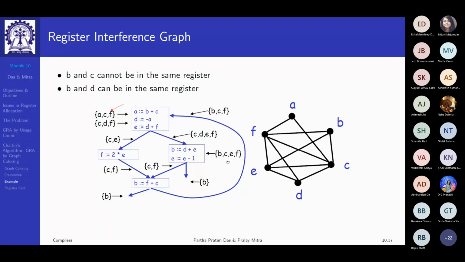We have 4 variables occurring together here, so we'll have a 4-clique. 4 variables occurring here, we'll have a 4-clique. But again, let's say there is no set in which I have B and D occurring together. Nowhere. So there is no edge between B and D. Okay? So this is my register interference graph. And so my next step would be to color it and get the register allocation.